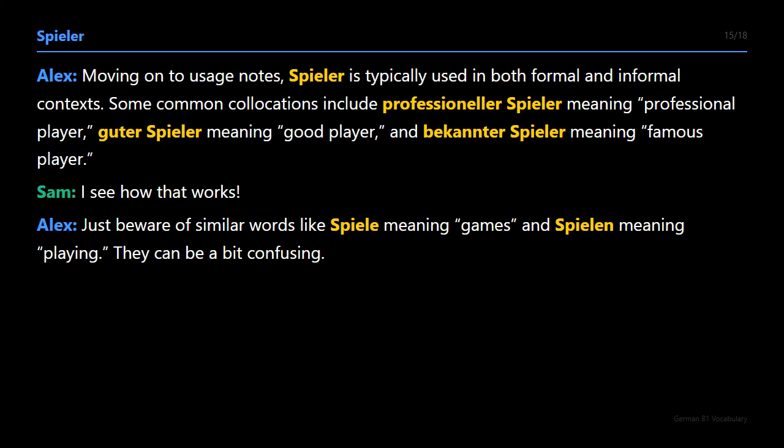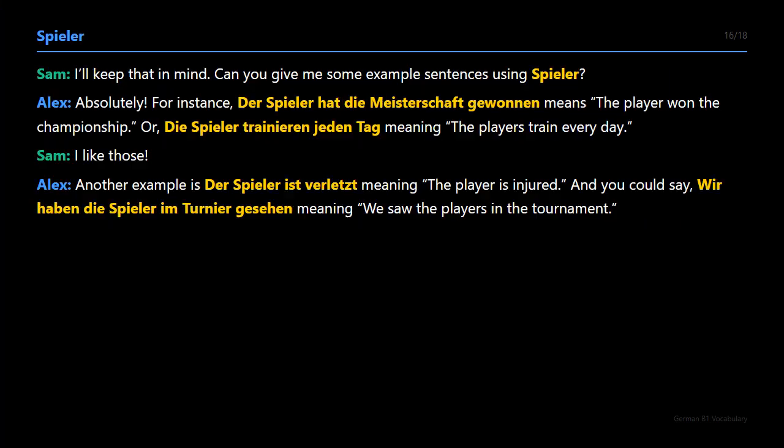Some common collocations include Professioneller Spieler, meaning professional player, Guter Spieler, meaning good player, and Bekannter Spieler, meaning famous player. I see how that works. Just beware of similar words like Spiele, meaning games, and Spielen, meaning playing. They can be a bit confusing. I'll keep that in mind.